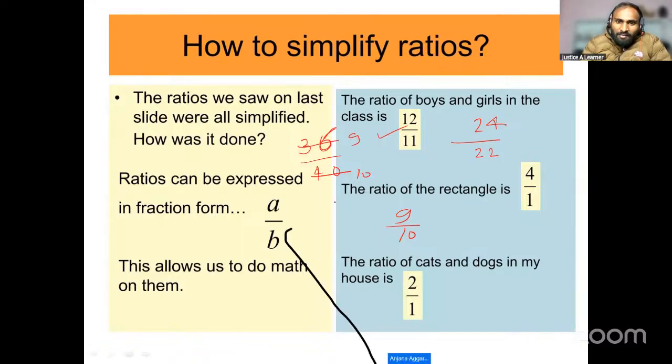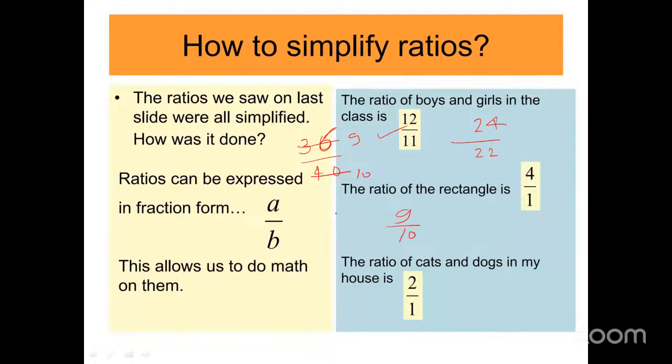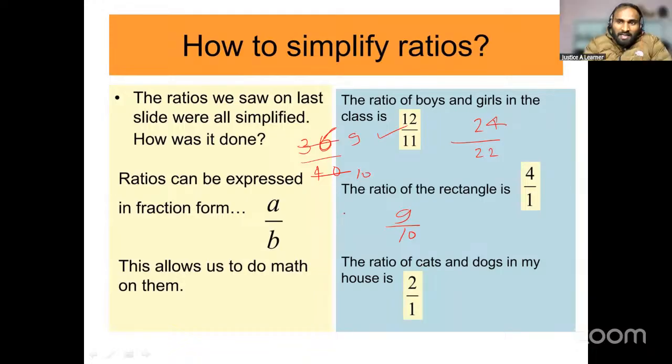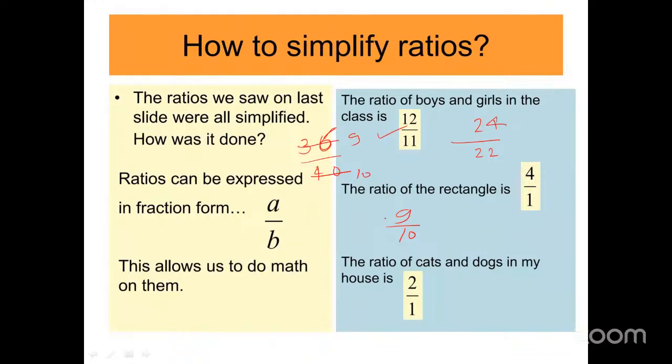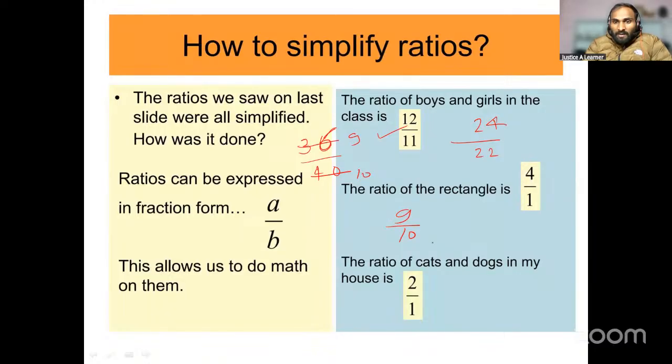Do you know about prime numbers? Yes. What are prime numbers? 1, 3, 5, 7, 9, 11, 13. Not 9, sorry, not 9. A prime number cannot be divided by any other number except themselves and one.